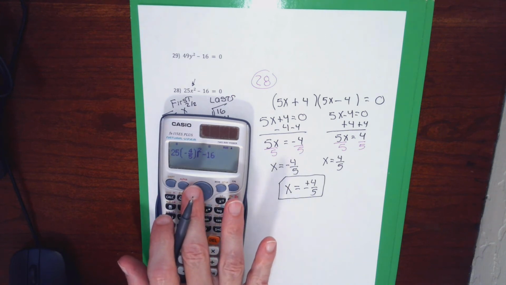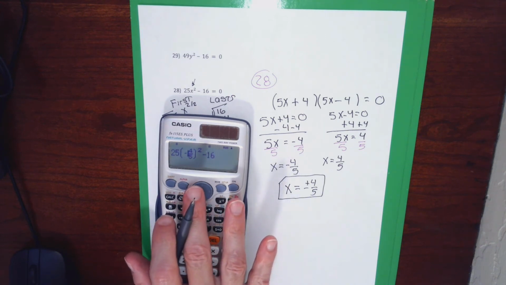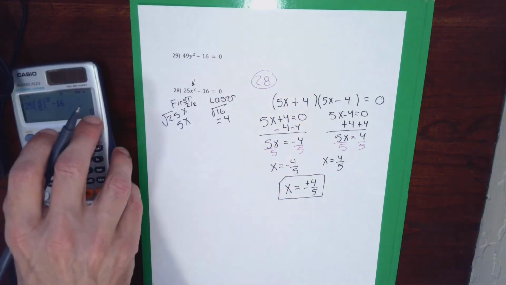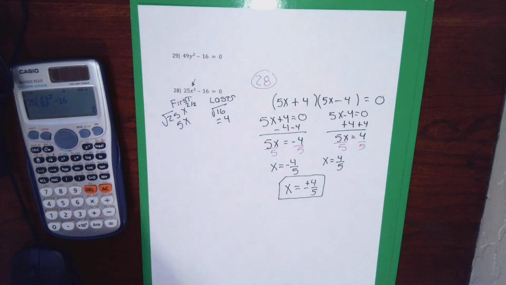Now let me go back and check the positive 4/5 by just deleting the negative sign and making sure I get that same 0. And that comes out perfect. So I've done my work, I've checked my answers.